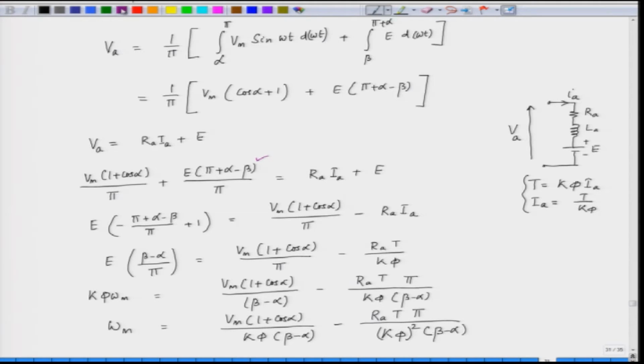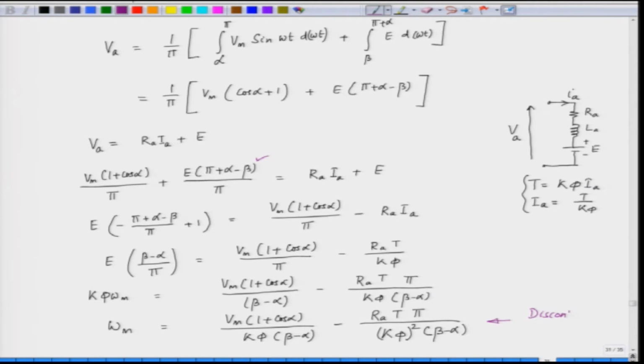So, this equation represents the torque speed characteristic of half controlled converter fed separately excited DC motor. Now, this is for discontinuous conduction, so when the current is discontinuous.